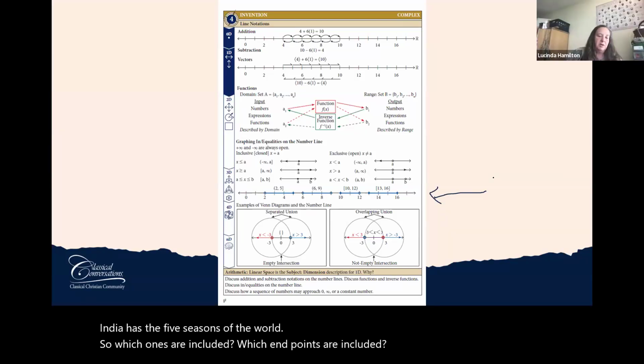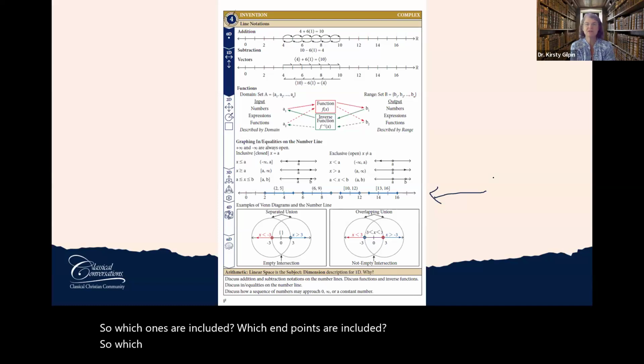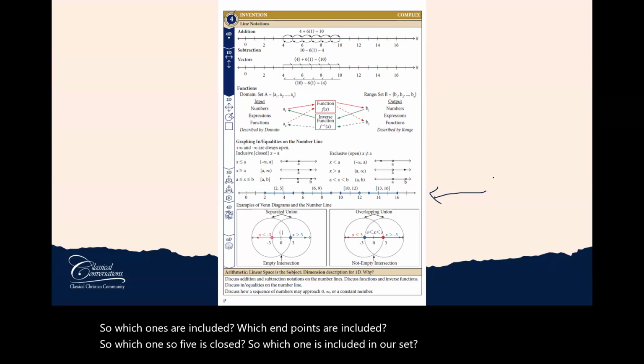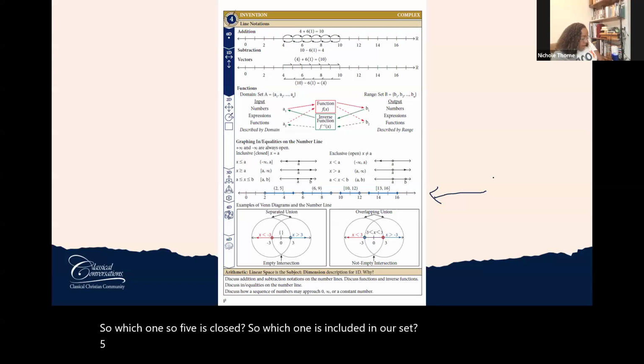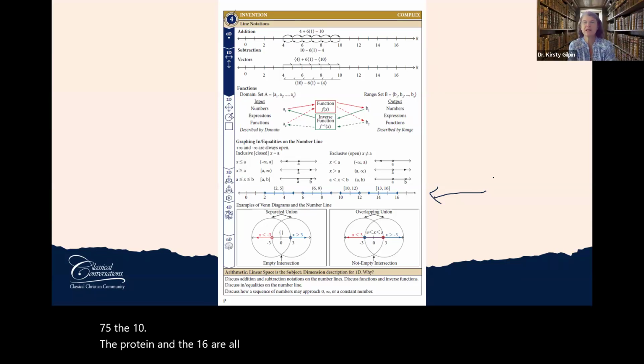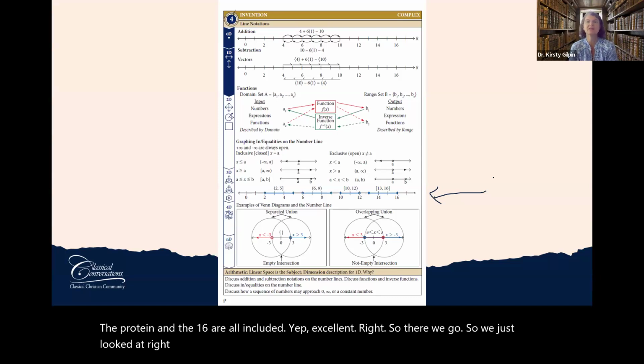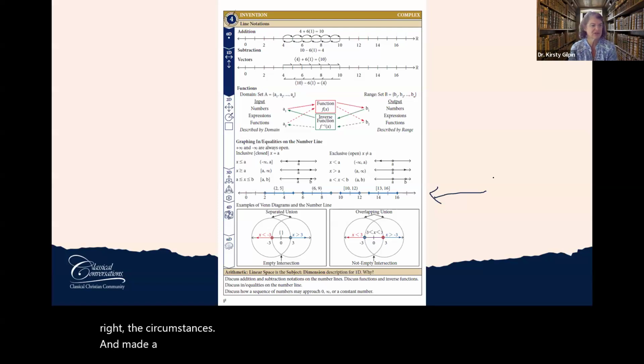Are you saying like 2 is open? Yeah. Versus 5? So which one? So 5 is closed. So which one is included in our set? 5. So yeah. So the 5, the 10, the 13, and the 16 are all included. Yep. Excellent. Right. So there we go. So we just looked at, right, the circumstances and made a determination. Good job.